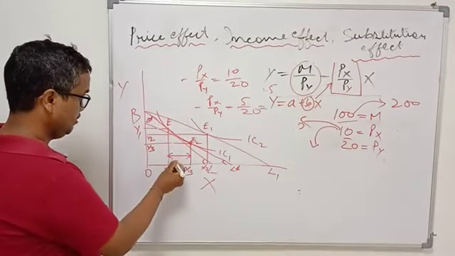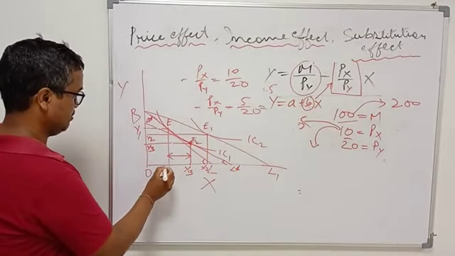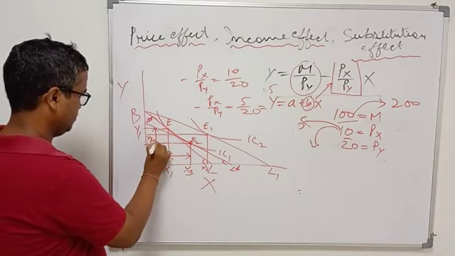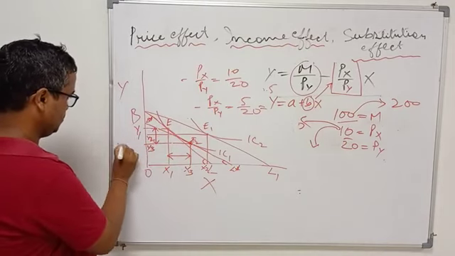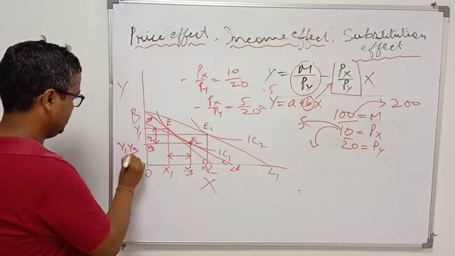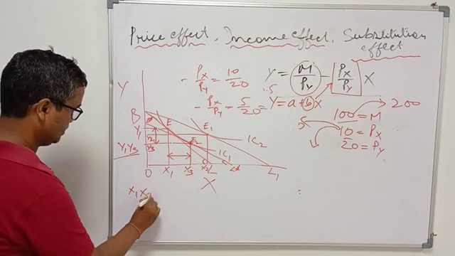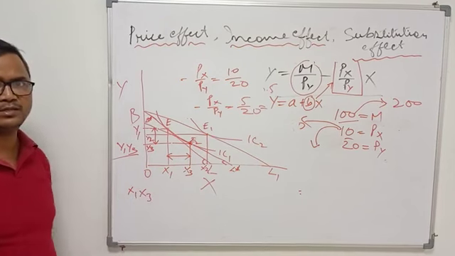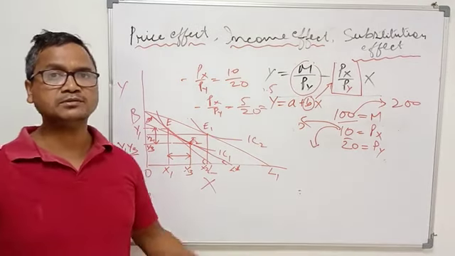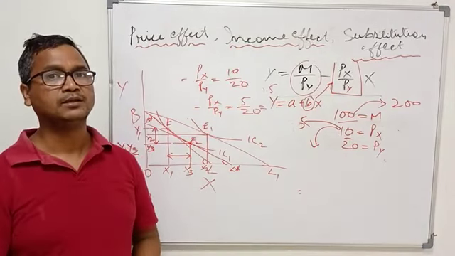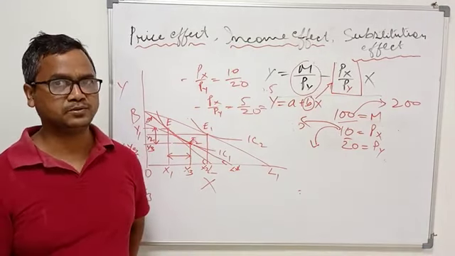That means, in order to have this much X, the consumer is reducing this much Y. That is, Y1 to Y3, the consumer is replacing with X1 to X3 by this much. Why is it replacing? Because the X good has become cheaper. So the consumer is substituting. This is known as the substitution effect.